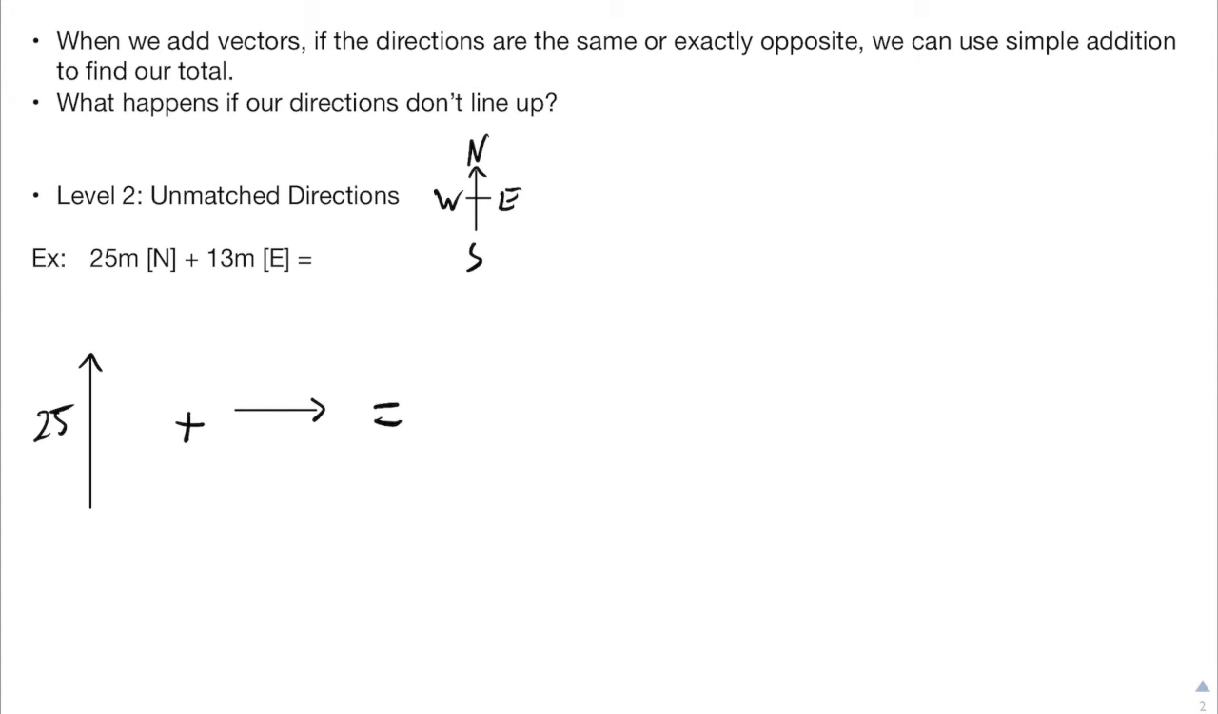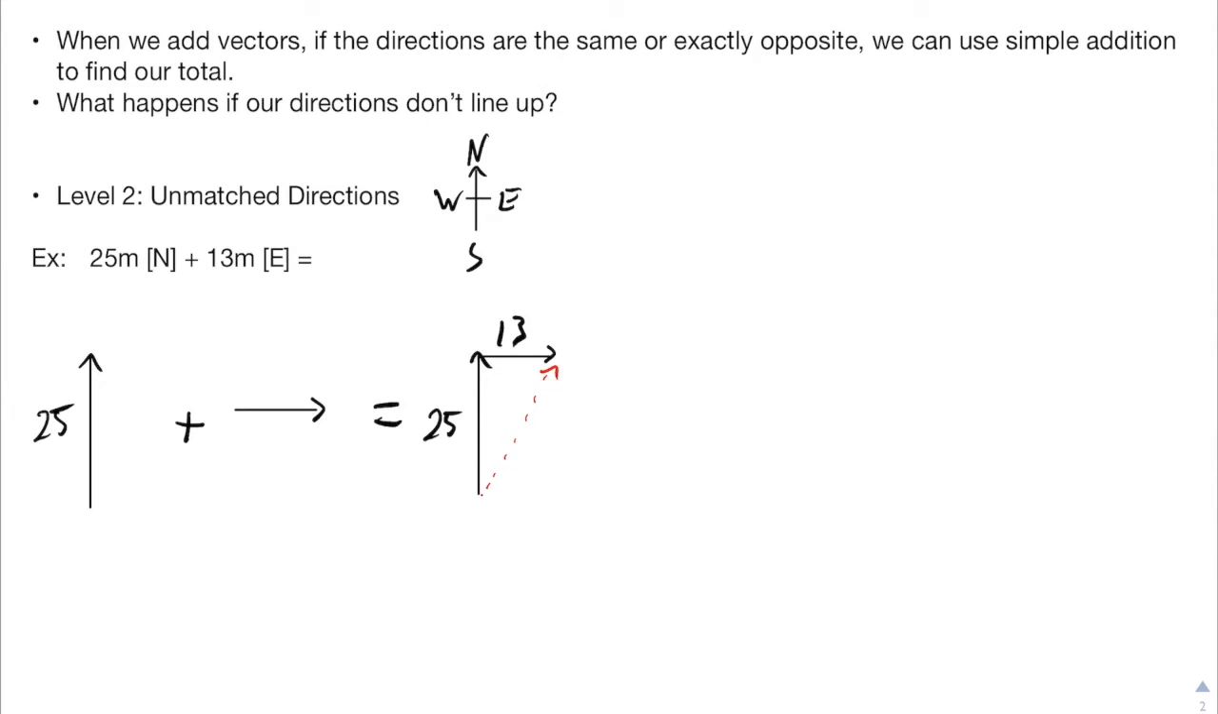Now here, adding these vectors together, we move 25 meters north, and then we move 13 meters towards the east. So this is 25, this is 13. We can now draw our resultant vector from the very beginning all the way to the very end. Whatever length this red arrow is will be the length of our final vector.